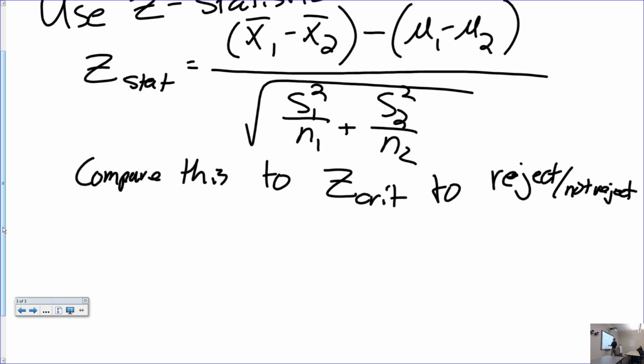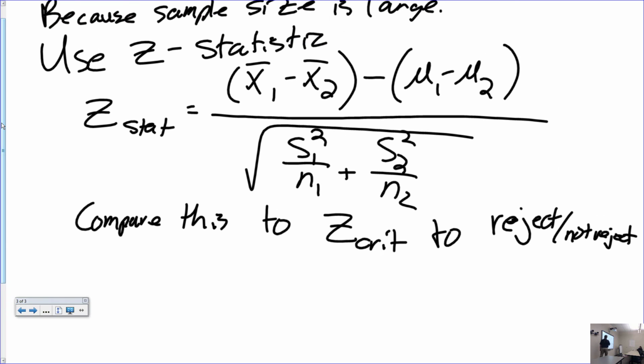And just like we've been doing in chapter 10 for the longest time, you're going to compare this to the z-critical value, whether or not to reject the null hypothesis. And the same sorts of things apply, right? If we're doing a greater than test, your z-statistic must be greater than your z-crit. If we're doing a less than test, your z-statistic must be less than the negative z-crit, etc., okay?